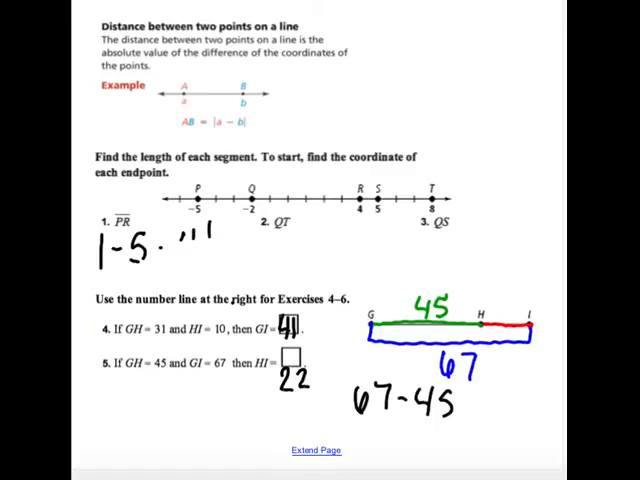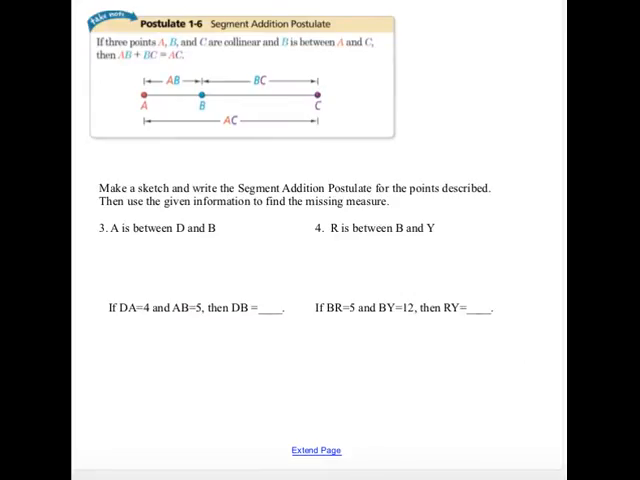Alright, so that is briefly our segment addition postulate. We're going to get into it a little bit more here. It says if 3 points, A, B, and C are collinear, remember that means on the same line, and B is between A and C, then we can add our segments together to make a big one. So AB plus BC equals the whole thing, AC.